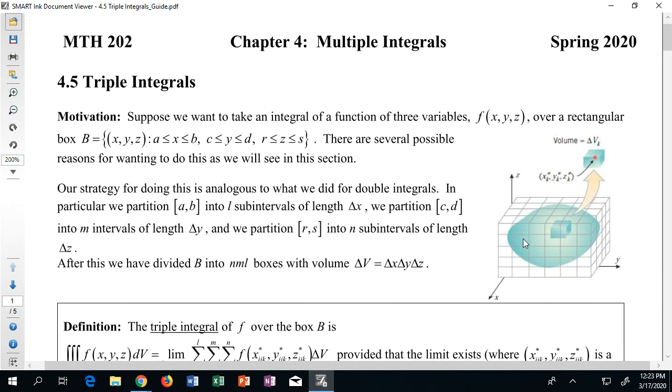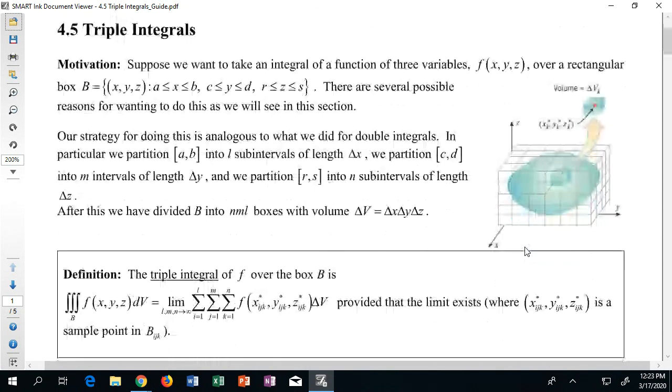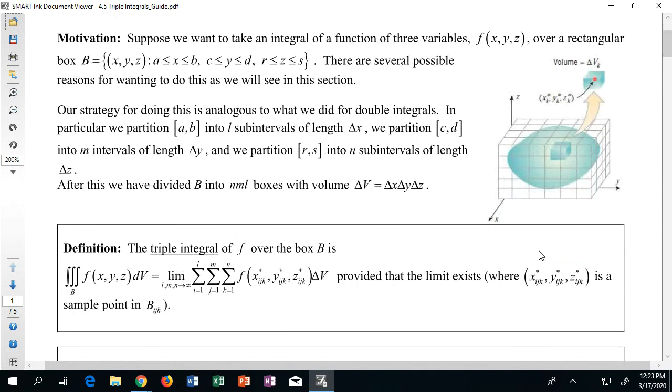Now there's a couple of technical things that go on here in terms of doing this when I have non-box-like regions, but we're going to skip some of those details and just go right to what the definition would ultimately look like. So our definition here for a triple integral of a function over a box is given as follows. So I do a triple integral over a box. That's the function that I'm integrating.